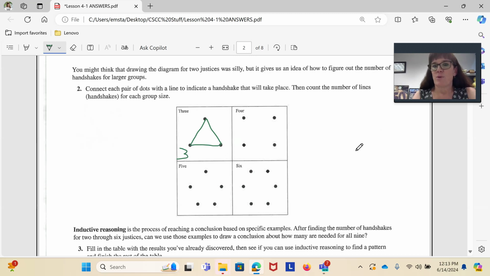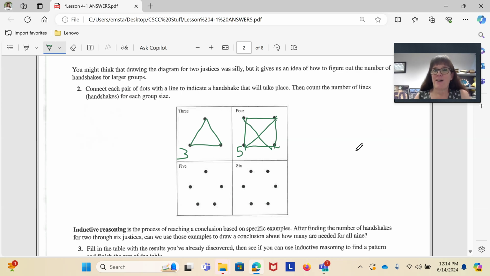Let's do the same thing for the four people. The first person has to shake hands with the second person, the third person, and the fourth person. When we get to the second person, all they have left is the third person and the fourth person. When we get to the third person, all they have left is the fourth person. And by this point, the fourth person has shaken hands with everybody. Count up the number of lines. How many lines did I draw? You're right, 6. So if we have 4 justices, we need 6 handshakes.